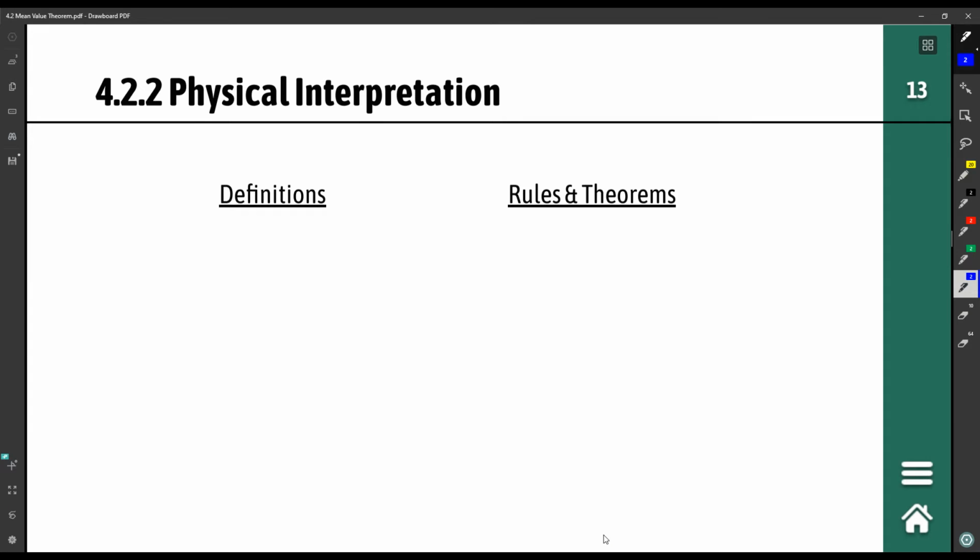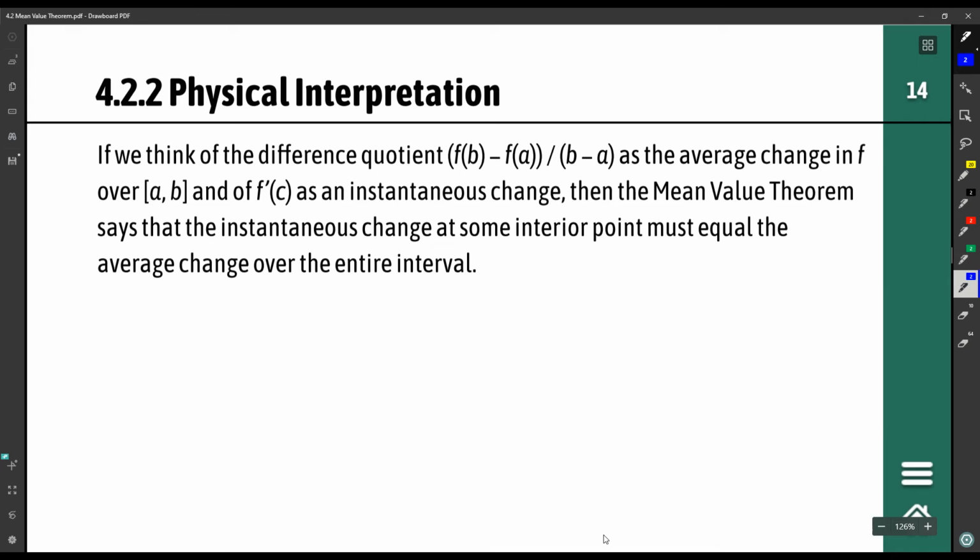This is the video for 4.2.2, the physical interpretations of the mean value theorem. There's no new definition, no rules or theorems here. We just want to interpret the MVT in a slightly different approach. So we want to start like this.